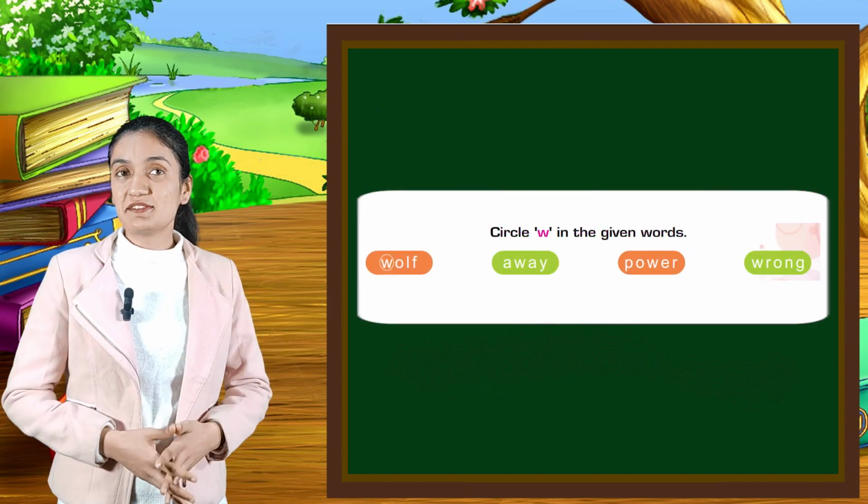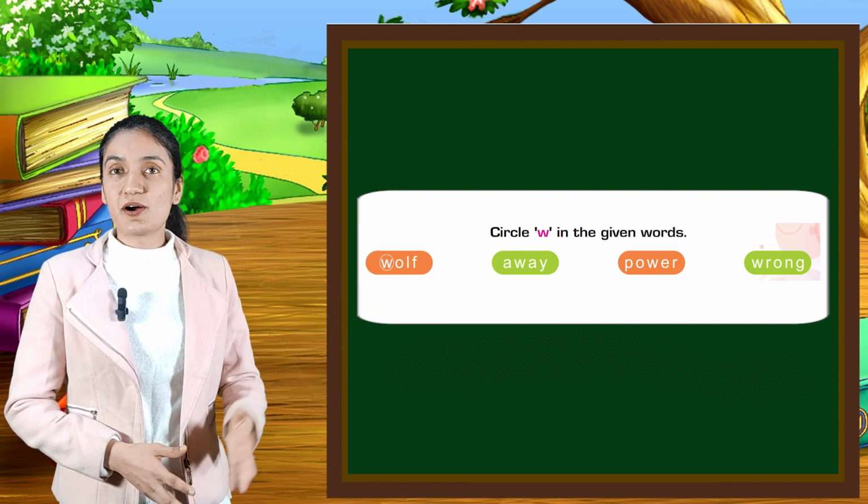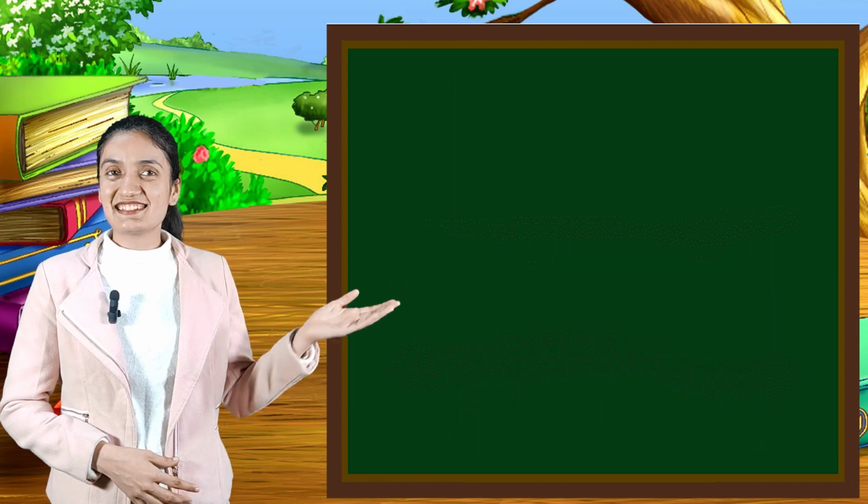Circle W in the given words. Wolf, away, power, wrong. Find W and circle it. Mention the date in the end.